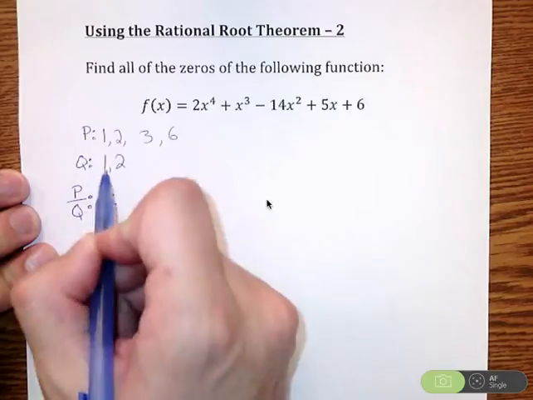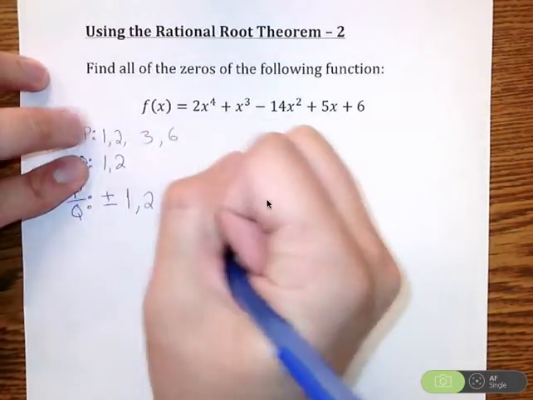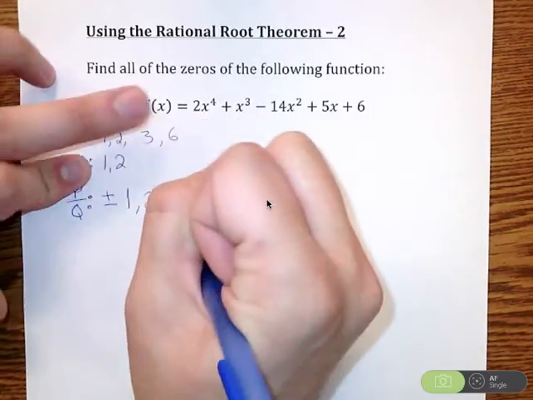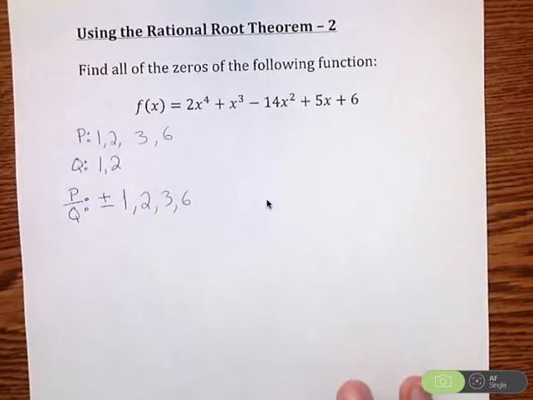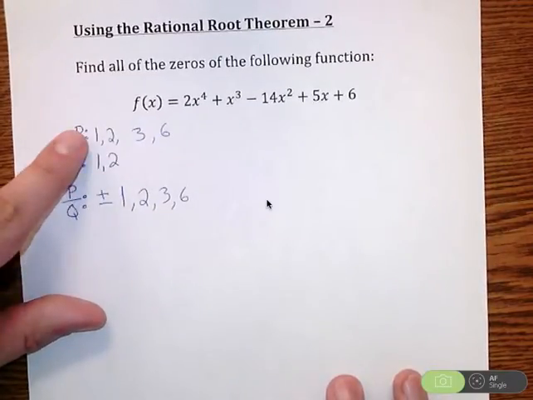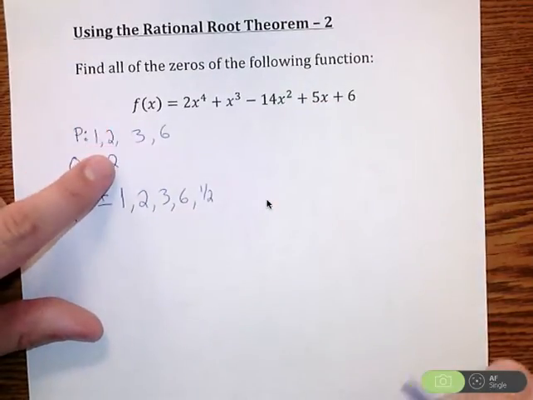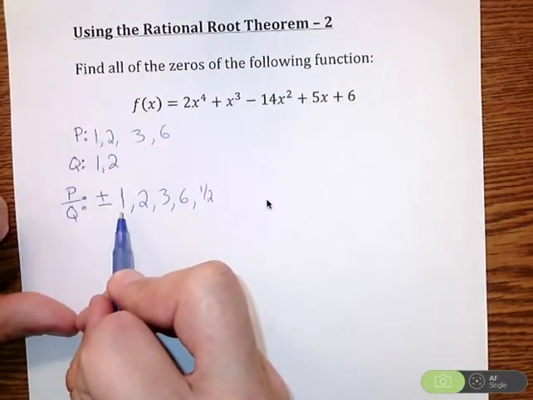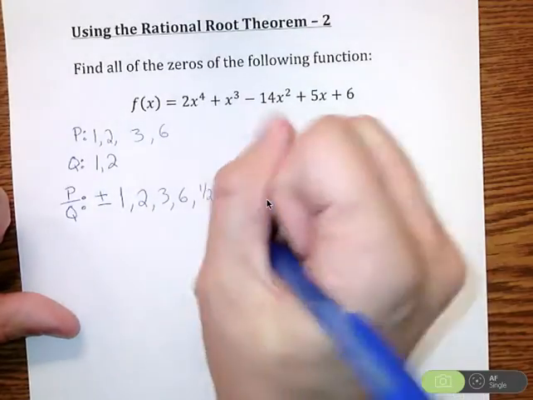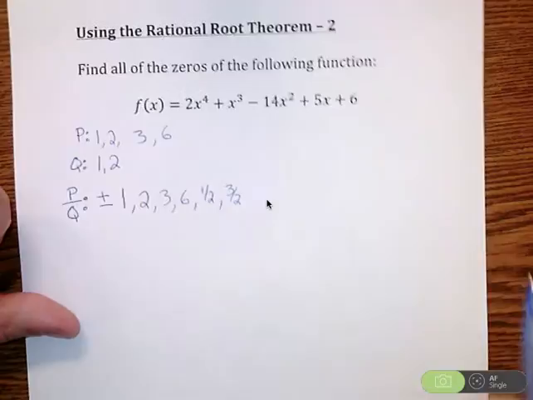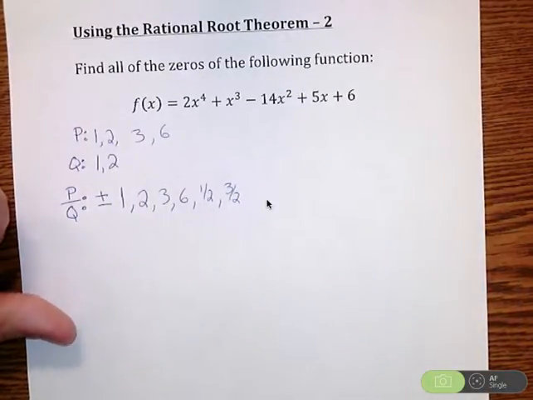So I'm going to do 1 divided by 1, which is 1. 2 divided by 1, which is 2. 3 divided by 1, which is 3. 6 divided by 1, which is 6. And I'm going to repeat that process, but for my other Q. So 1 divided by 2 is 1/2. 2 divided by 2 is 1, which I already have. 3 divided by 2 is 3/2. And then 6 divided by 2 is 3, which again I already have.